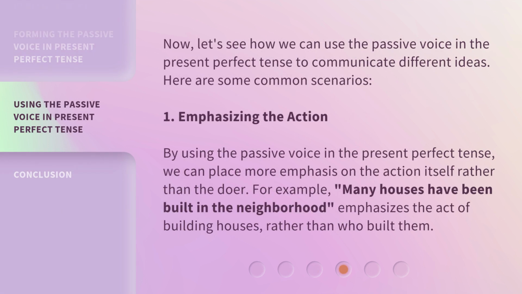Now, let's see how we can use the passive voice in the present perfect tense to communicate different ideas. Here are some common scenarios. 1. Emphasizing the action. By using the passive voice in the present perfect tense, we can place more emphasis on the action itself rather than the doer. For example, "many houses have been built in the neighborhood" emphasizes the act of building houses, rather than who built them.